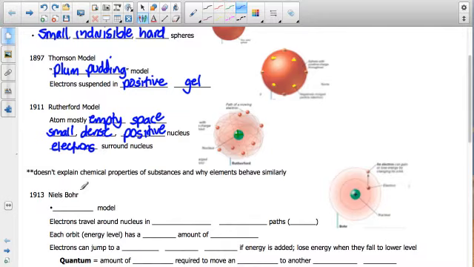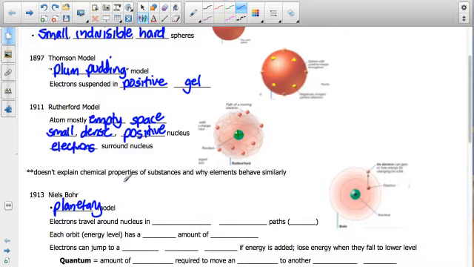So Bohr came along, and Bohr's model is very similar to Rutherford's model. The only difference is that he has these specific energy levels that the electrons reside in. Rutherford said the electrons were just around, but Bohr said they had to be in specific energy levels. His model is often called the planetary model because it resembles the planets rotating around our sun.